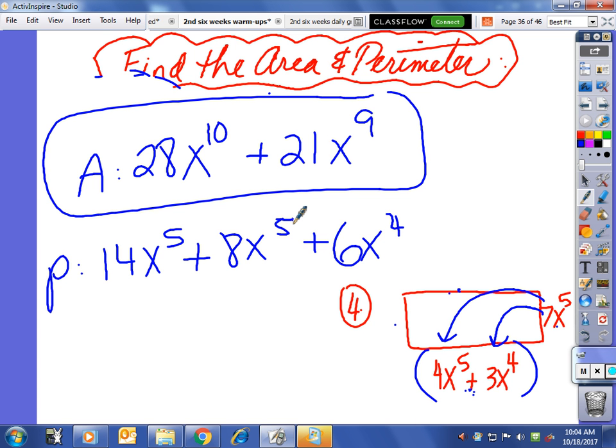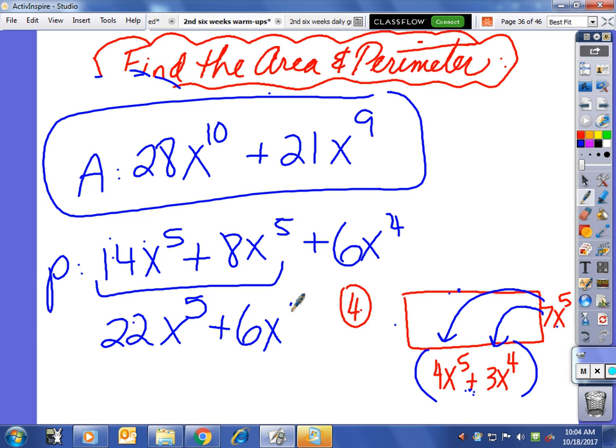Why is that not quite done? Yeah, these are still like terms. Don't stop until you have simplified as much as you can. What's 14x to the 5th plus 8 more x to the 5th? Isn't it 22? 22x to the 5th plus 6x to the 4th. That's your final answer for perimeter.